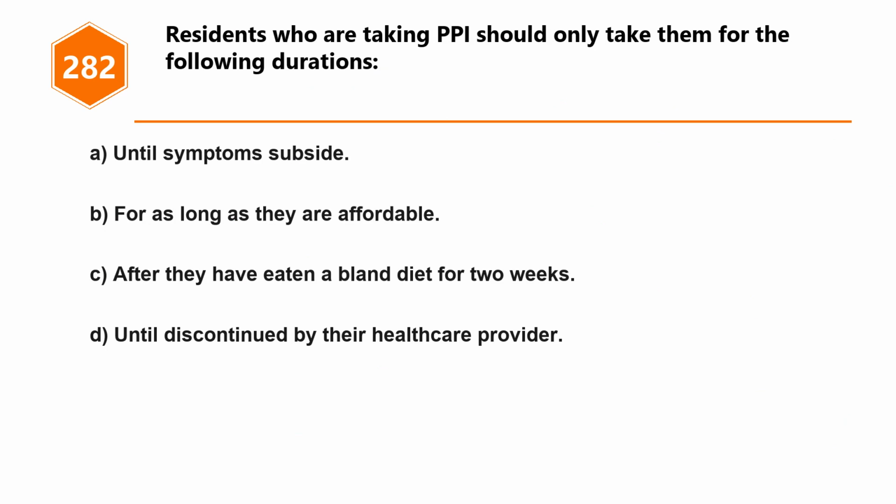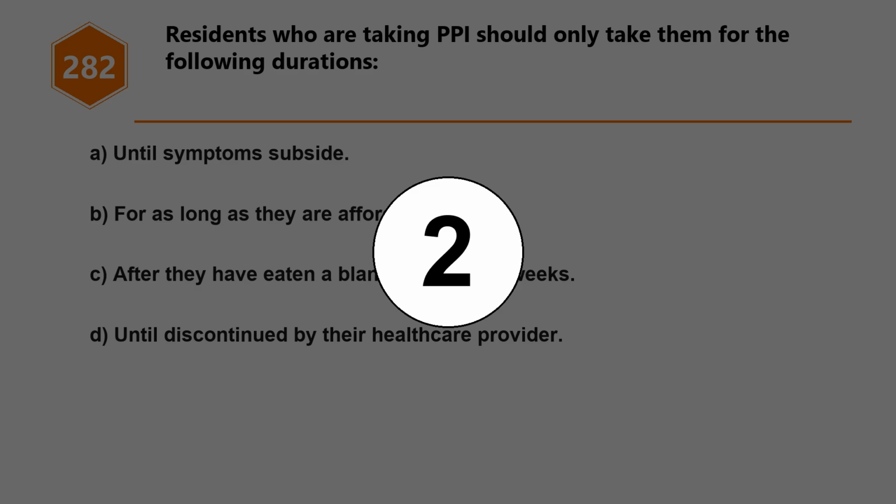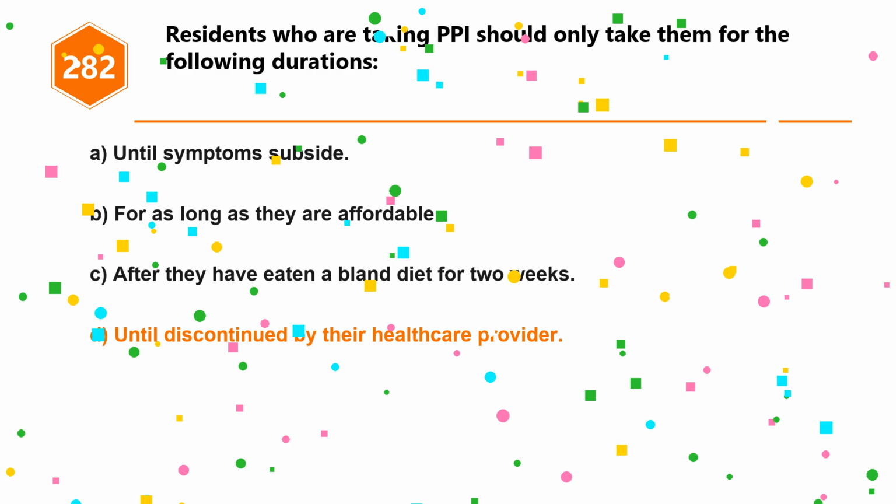Question 282. Residents who are taking PPI should only take them for the following durations. Option A, until symptoms subside. Option B, for as long as they are affordable. Option C, after they have eaten a bland diet for 2 weeks. Option D, until discontinued by their healthcare provider. The correct answer is option D, until discontinued by their healthcare provider.